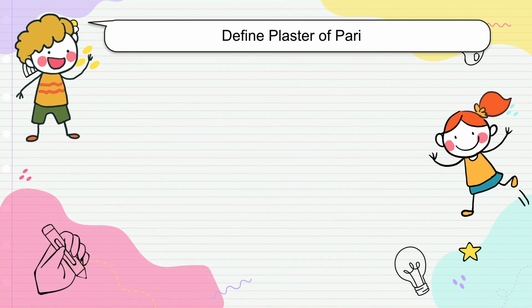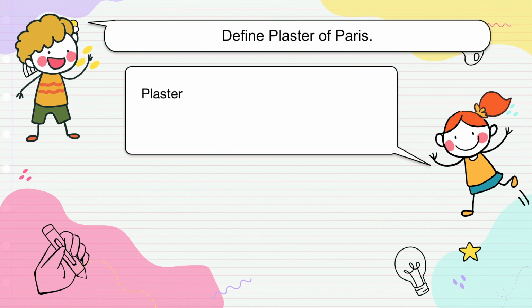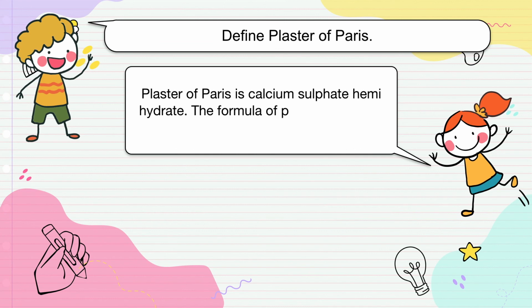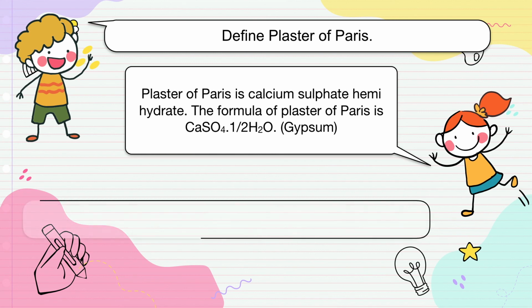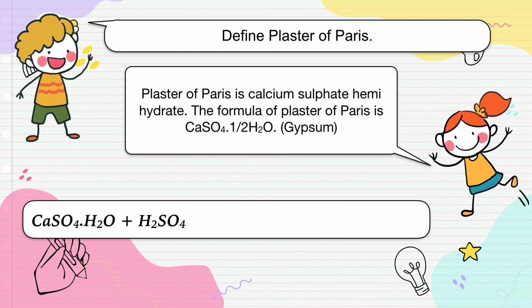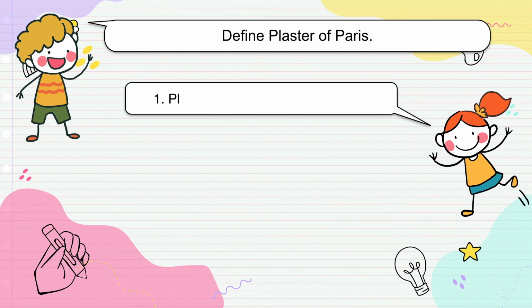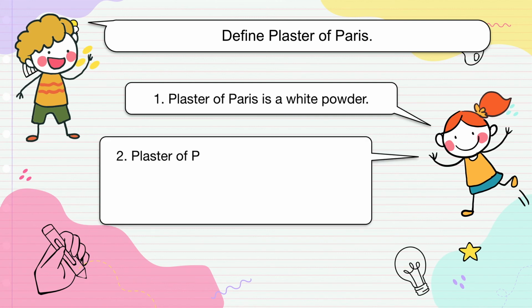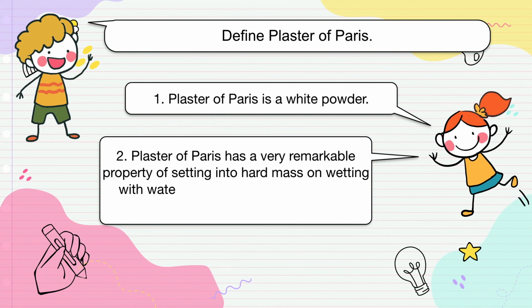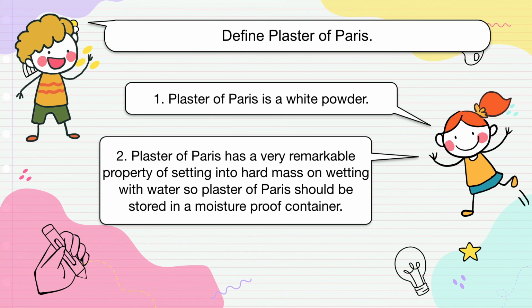Define plaster of Paris. Plaster of Paris is calcium sulfate hemihydrate. Properties. Plaster of Paris is a white powder. Plaster of Paris has a very remarkable property of setting into a hard mass on wetting with water, so plaster of Paris should be stored in a moisture-proof container.